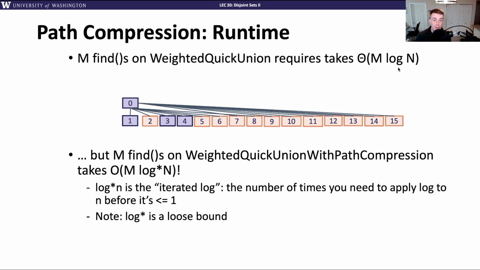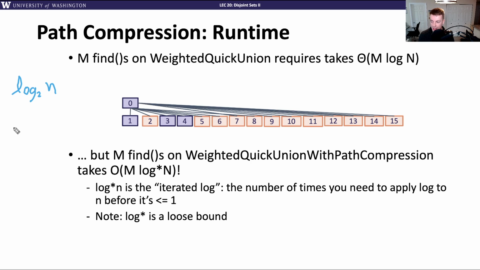And it turns out that find on weighted quick union with path compression has this other runtime that we call M log star N. Log star is what we call the iterated logarithm. I'll explain what that means in a second. But first, I want to remind you that when you're talking about a simple log, like log base 2 of N, what that's saying is how many times you can divide N by 2 before you get a number that's 1 or less than 1.